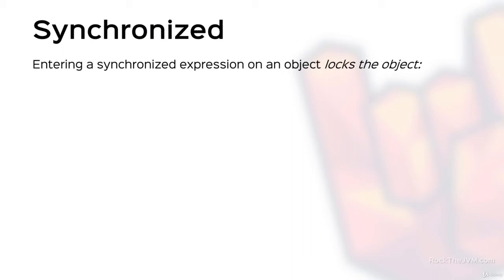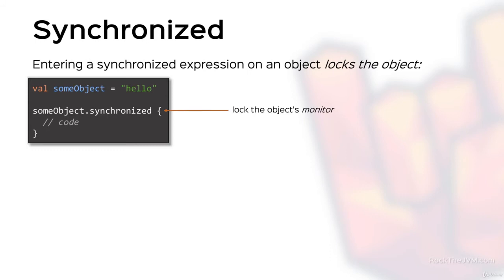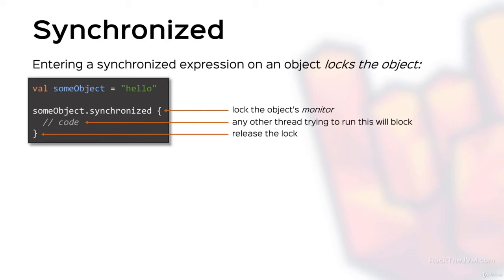So let's talk a little bit more about synchronized for a second before we move on to wait and notify. So by now you know that evaluating a synchronized expression on an object will lock the object from other threads. So when you say someObject.synchronize, this will lock the object's monitor. Now, what's a monitor? A monitor is a data structure that is internally used by the JVM to keep track of which object is locked by which thread. Once you have locked the object, any other thread that's trying to evaluate the same expression will block until you're done evaluating. And when you are done, you will release the lock and any other thread is free to evaluate the expression if it reaches that point.